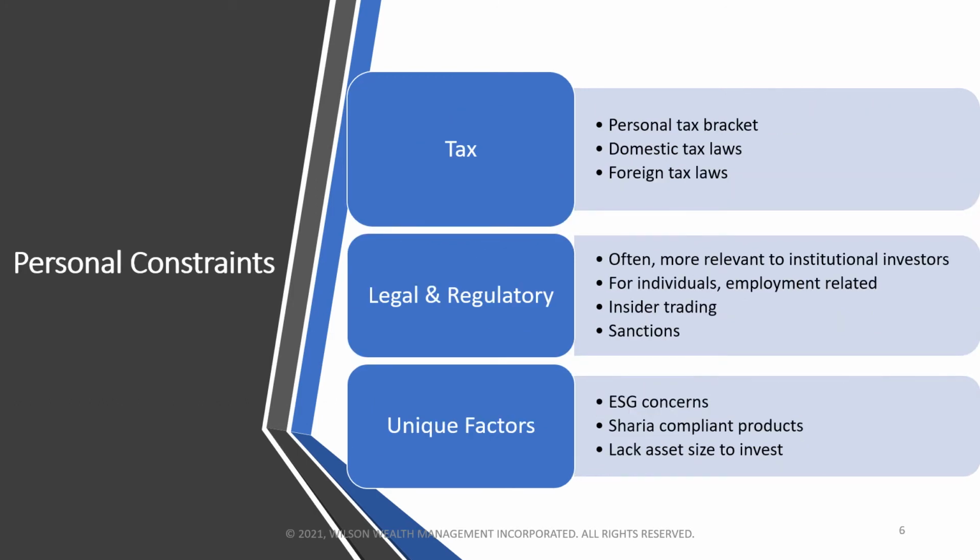Going back to the personal constraints, tax is a big personal constraint. That might be your personal tax bracket. How much tax are you paying on a marginal or an effective basis? Domestic tax laws play a part. For example, in Canada, tax issues relating to investors might be how dividend income versus interest income versus capital gains may all be taxed at different rates. How dividends from Canadian eligible corporations are taxed at a lower rate, due to the dividend tax credit, than a non-eligible dividend or a foreign dividend.